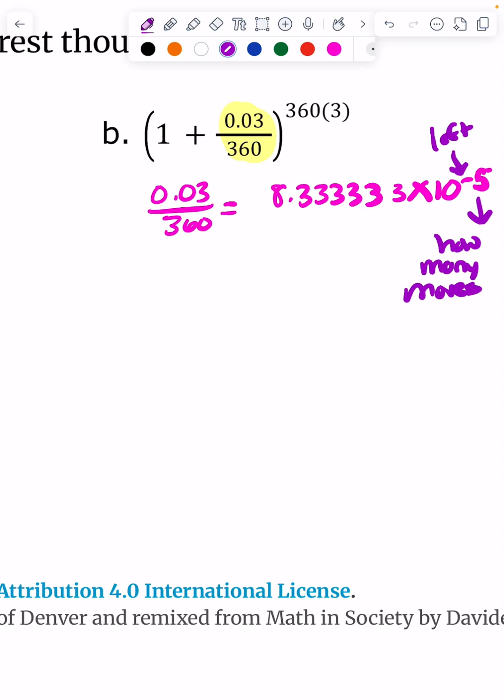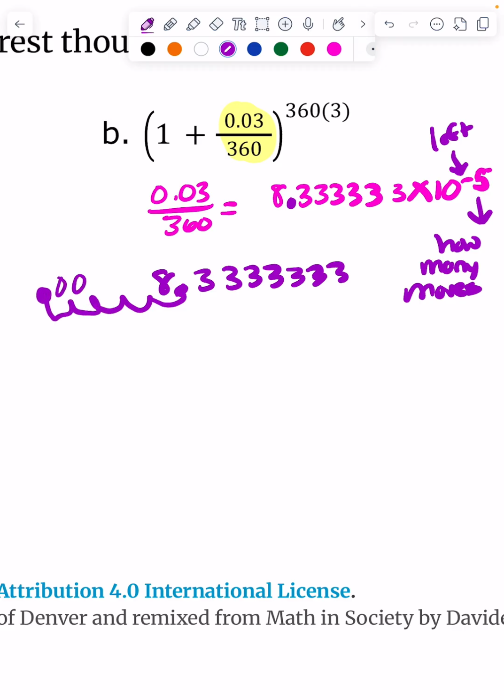And then this is how many moves. So I take this decimal, and I'm going to write it down here so there's more room. And I'm going to move it 1, 2, 3, 4, 5 times. And everywhere I have a little blank, I put a 0. So this is equal to 0.000083333. That's what that means. And there are more threes. The threes repeat forever. So actually, when I write it like this, I'm already rounding. And then we're going to add 1 to it.